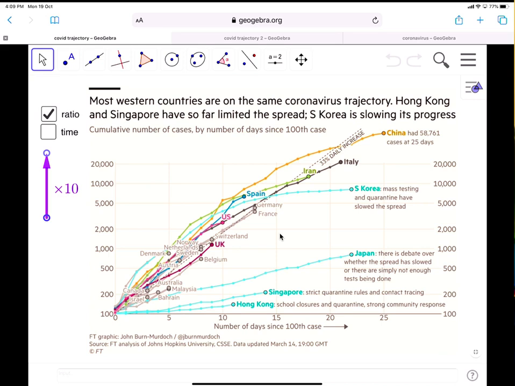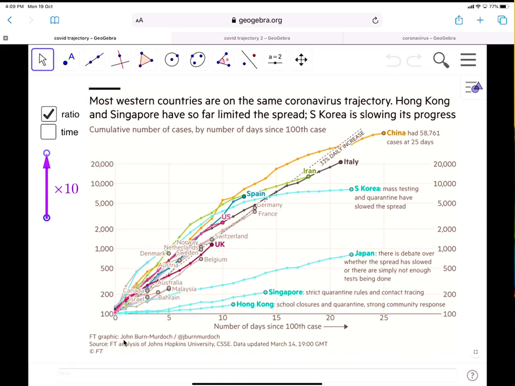Hi everyone. In this video, I'm going to explain some basic concepts about logarithm by using this special graph reporting the number of coronavirus cases in different places. This graph is drawn based on what we call a logarithm scale. So you can look at this vertical scale, which I will explain further very soon.